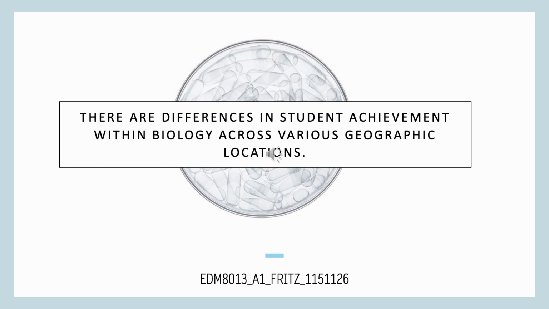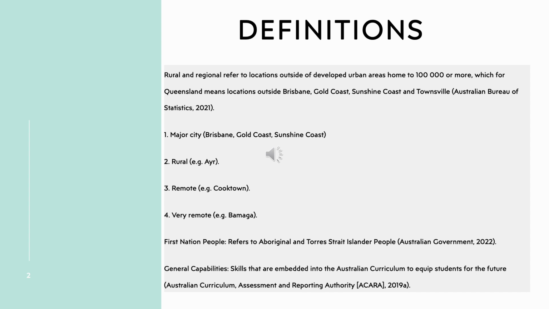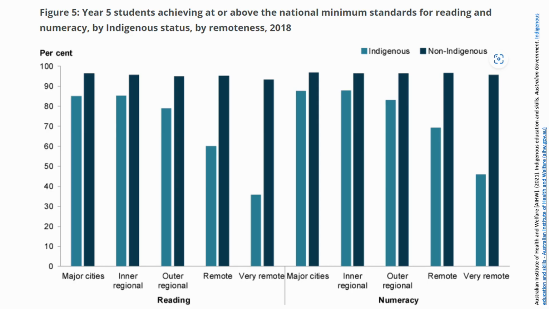This presentation is a trailer that addresses my essay in relation to the differences in student achievement within biology across various geographic locations due to literacy and numeracy success. Provided on this slide are some definitions relevant to this essay. The purpose of this analysis is to highlight the literacy and numeracy gap seen across different regions in Australia.